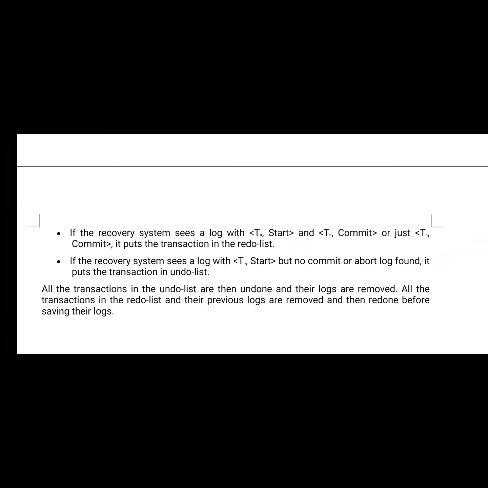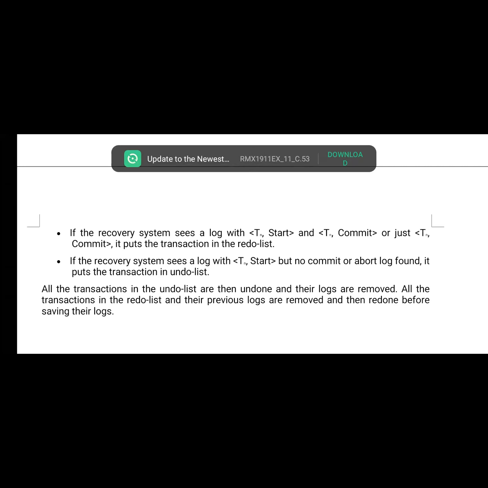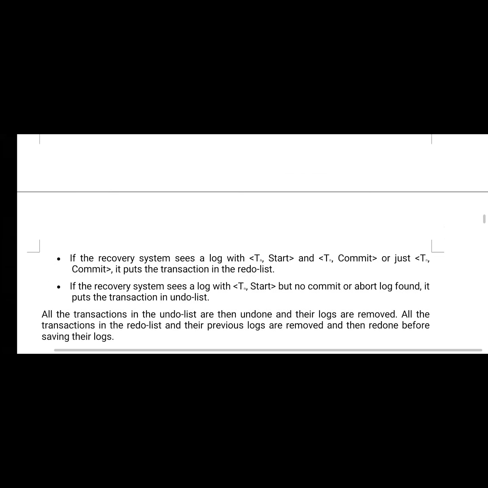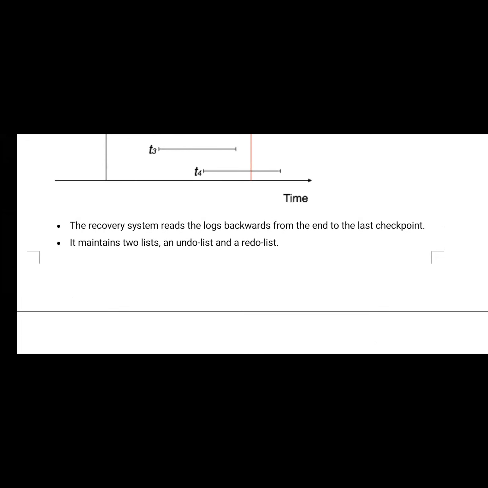If the recovery system sees a log with Tn start and Tn commit, or just Tn commit, it puts the transaction in the redo list. If the recovery system sees a log with Tn start but no commit or abort, it puts that transaction in the undo list. All the transactions in the undo list are then undone and their logs are removed. All the transactions in the redo list and their previous logs are removed and then redone before saving their log.